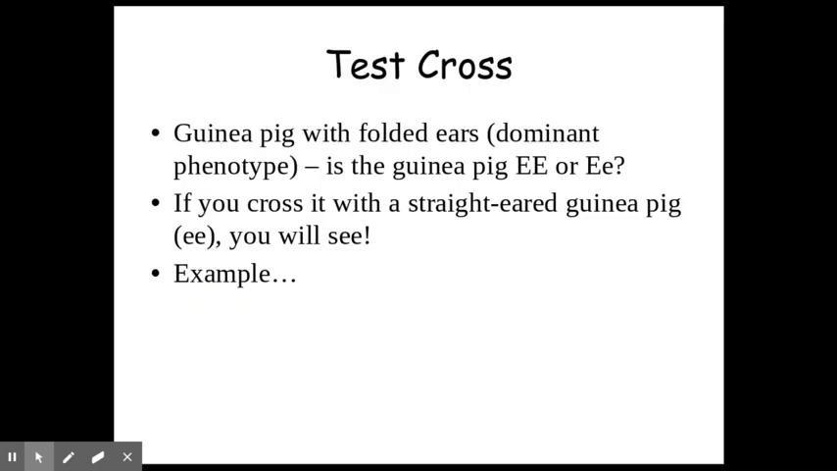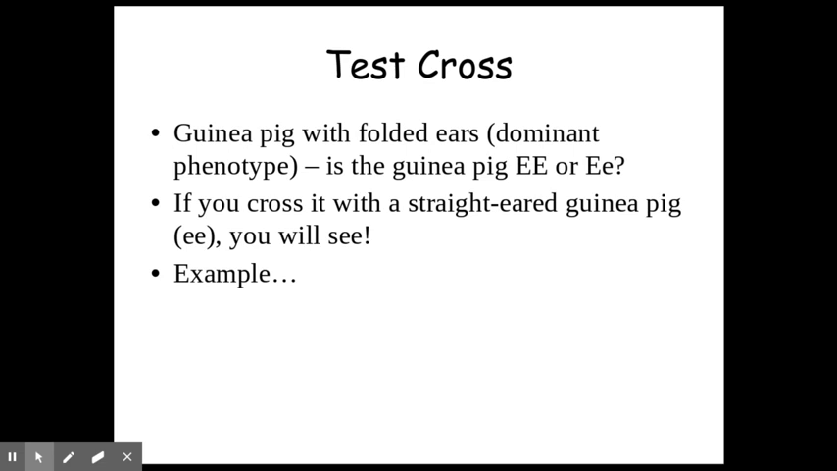So guinea pigs with folded ears are dominant, and so is the guinea pig big E big E or big E little e? If you cross it with a straight-eared guinea pig, you will see. It doesn't give me the example, but what would happen is you would take the big E big E and cross it with little e little e. All of your offspring would be big E little e. So you would still have the dominant trait and no recessive trait appear.